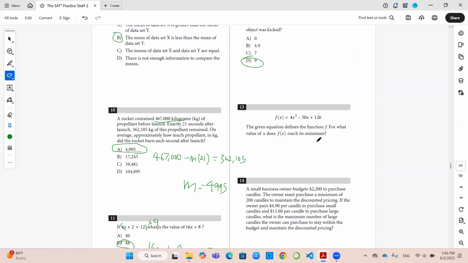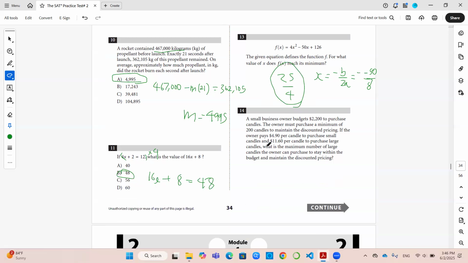The given equation defines a function f. For what value of x does f of x reach its minimum? So a lot of you have been asking for this formula, so I'm going to go ahead and put it here. And then 2 times 4 is 8. So if I simplify this further, it becomes 25 over 4. So this is the correct answer.